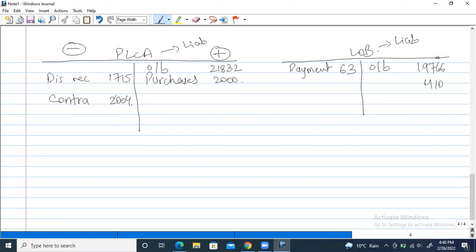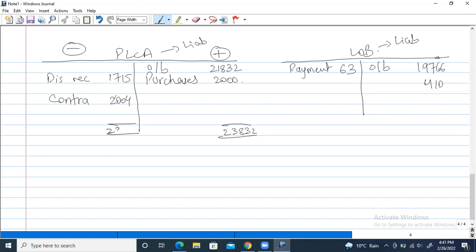Okay, now let's see, hopefully the balances of both accounts will be correct. First, I'll calculate the balance of the control account, and then of the other one. So 21832 plus 2000 is 23832.